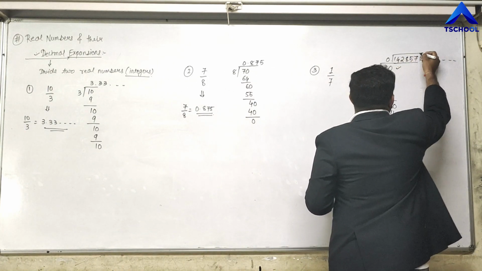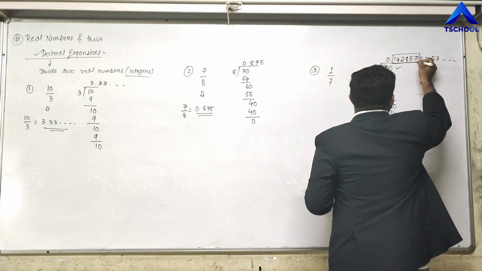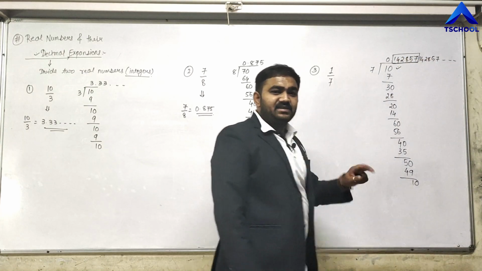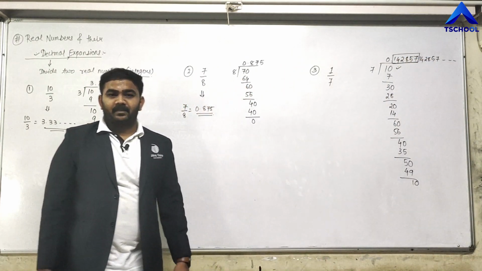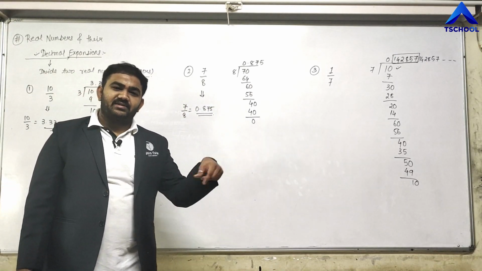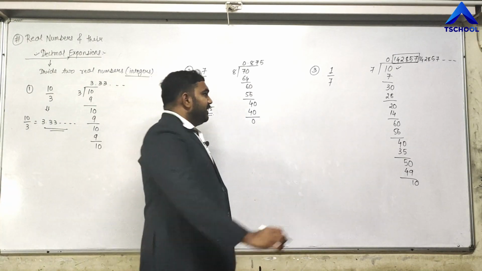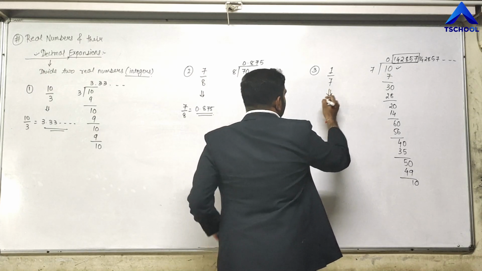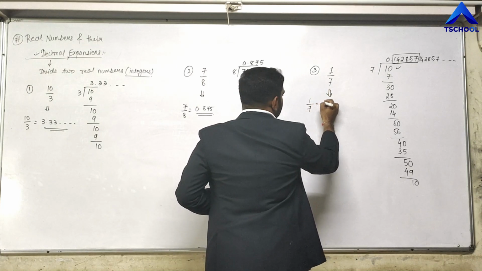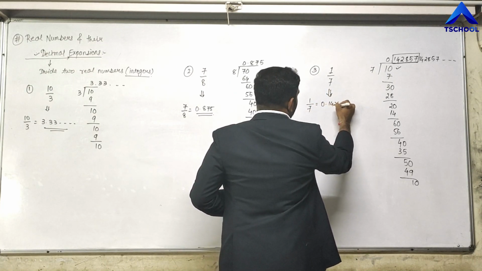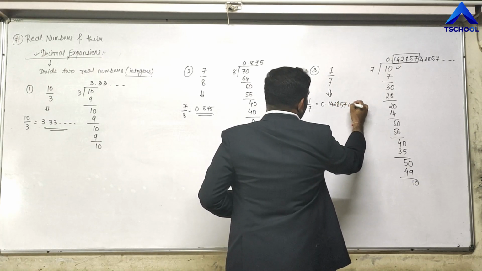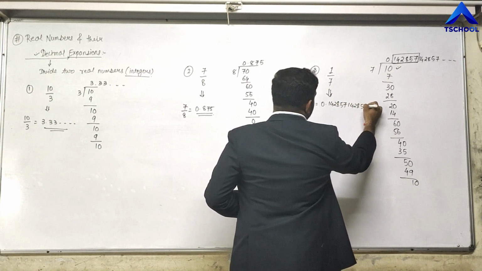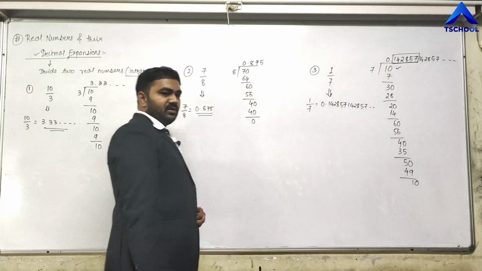This 142857 is a block of 6 numbers that is repeating again and again. After 6 divisions, it is going to repeat itself again. That means 1 upon 7 can be written as 0.142857, 142857, and so on.